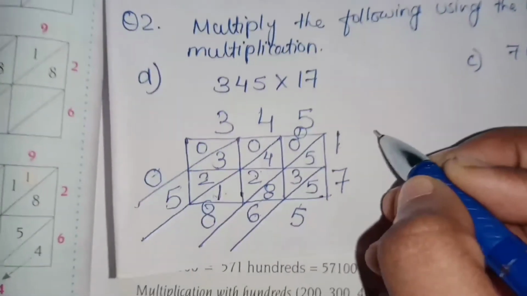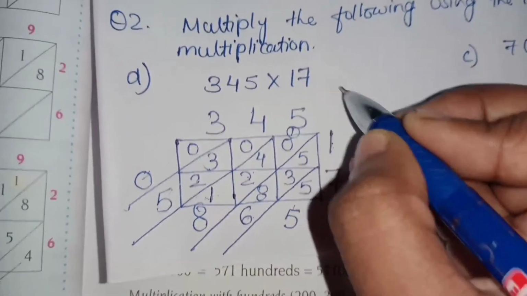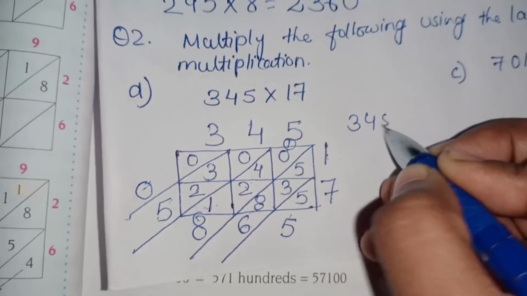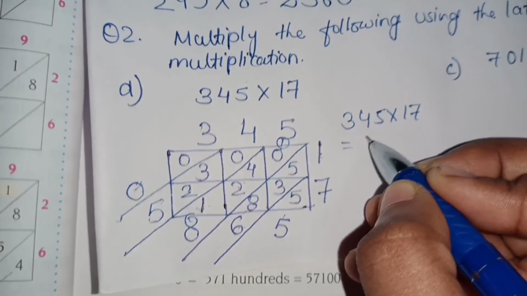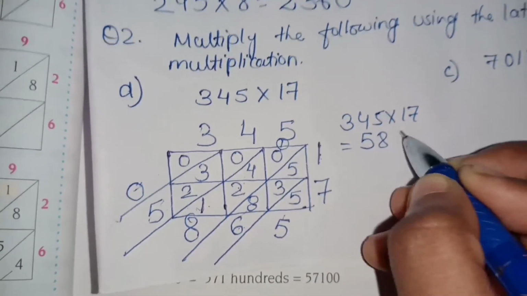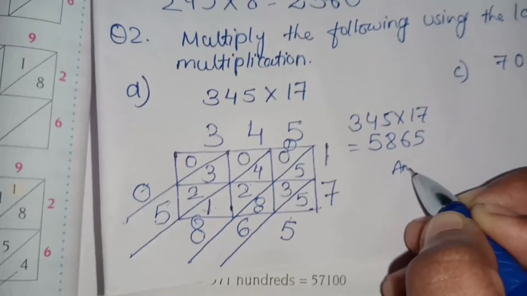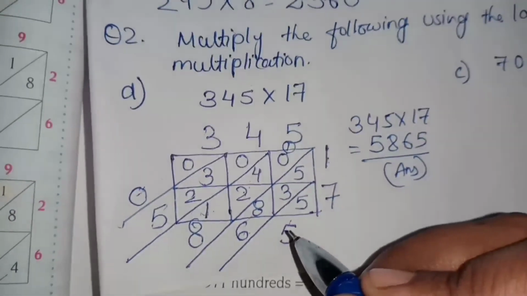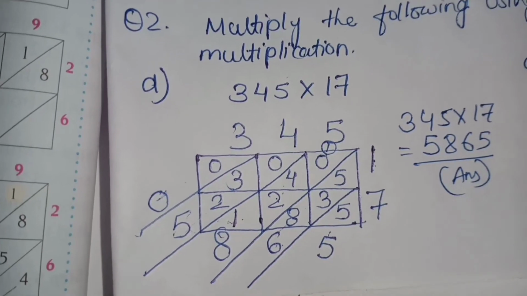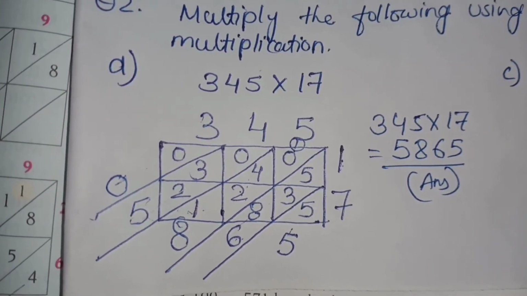So after multiplying, 345 into 17, what is the answer? 5865. This is the answer. Have you understood this now? Now let's do some more questions so that you will understand it better.